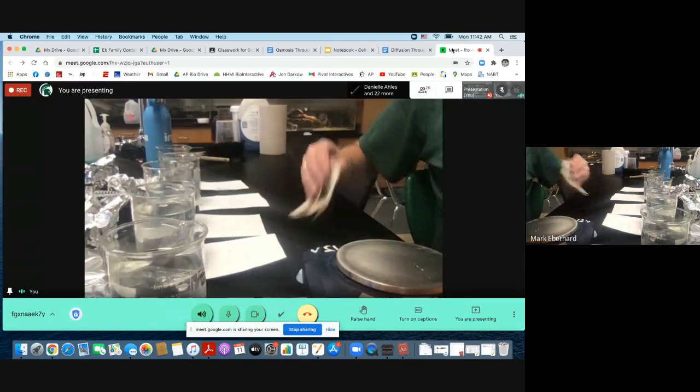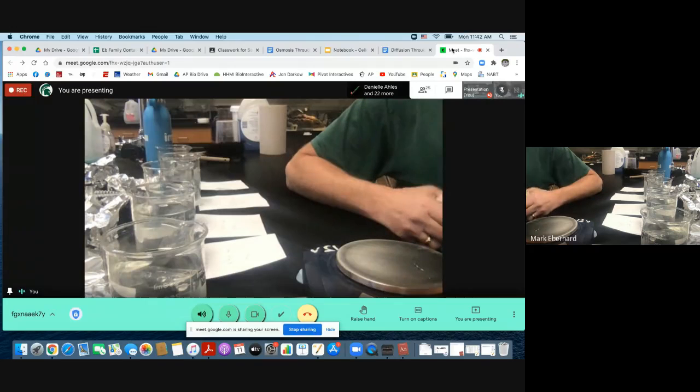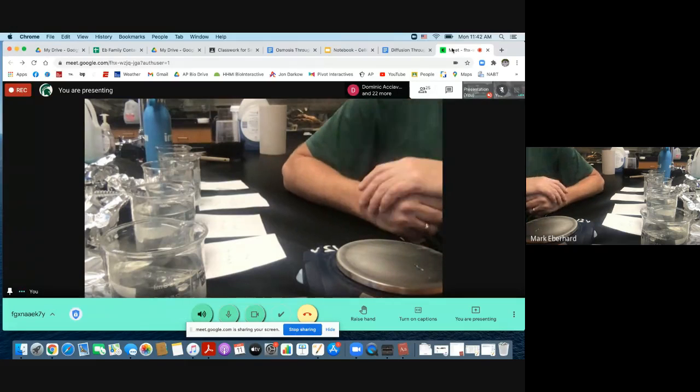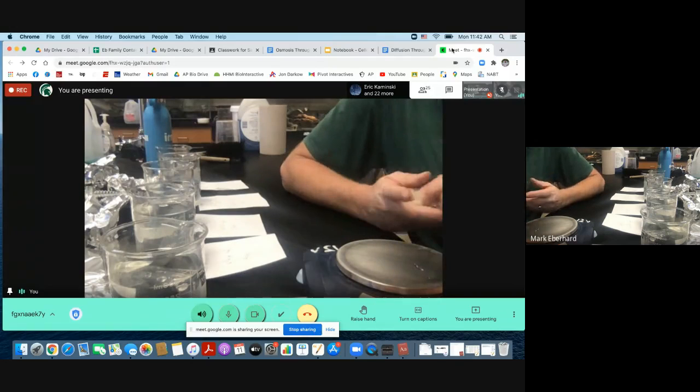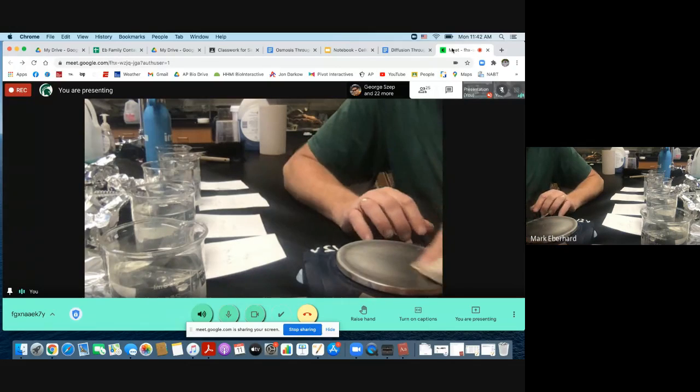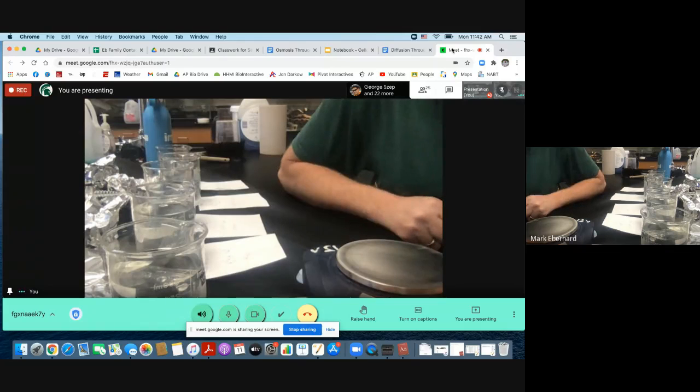And all I did was measure each tube before putting them into the beaker. And then 24 hours later, I measured each tube again to see if it gained or lost mass. So like I said, the setup's not too complicated.